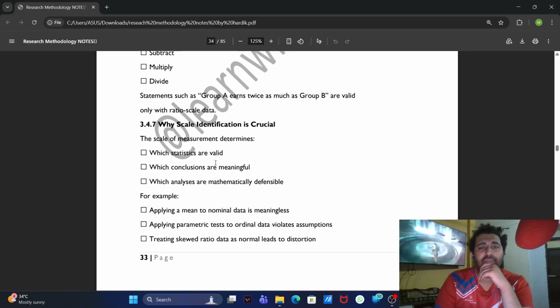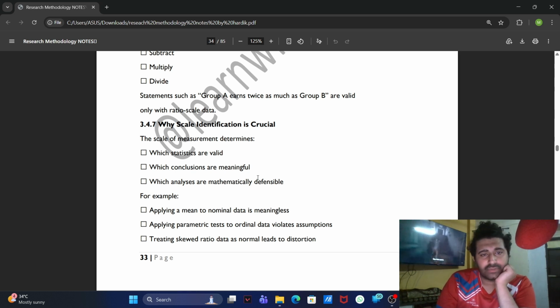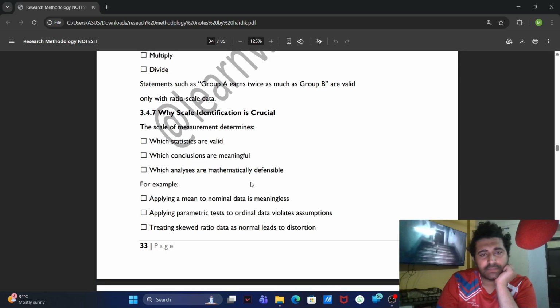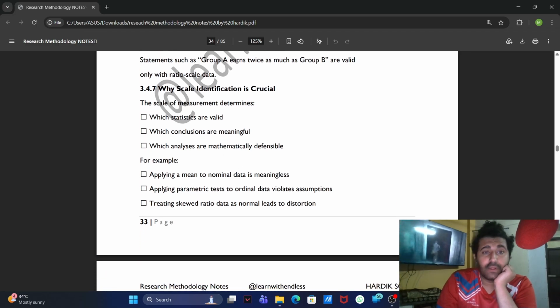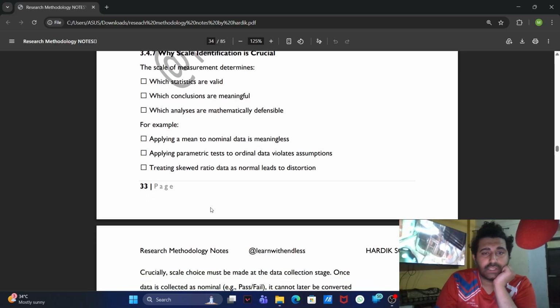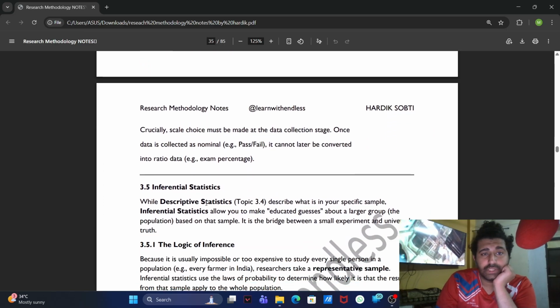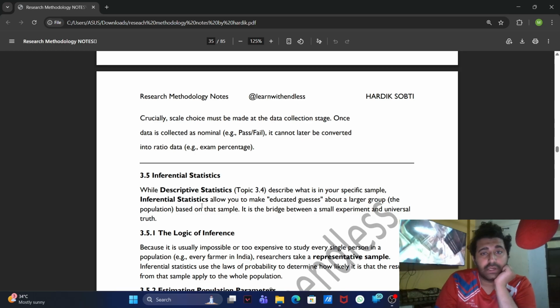Why scale identification is crucial. The scale of measurement determines which statistics are valid, which conclusions are meaningful, which analyses are mathematically defensible. For example, applying a mean to nominal data is not meaningful. Applying a parametric test to ordinal data violates assumptions. Treating skewed ratio data as normal leads to distortion. Crucially, scale judgment must be made at the data collection stage. Once data is collected at nominal level, for example pass/fail, it cannot later be converted into ratio data.